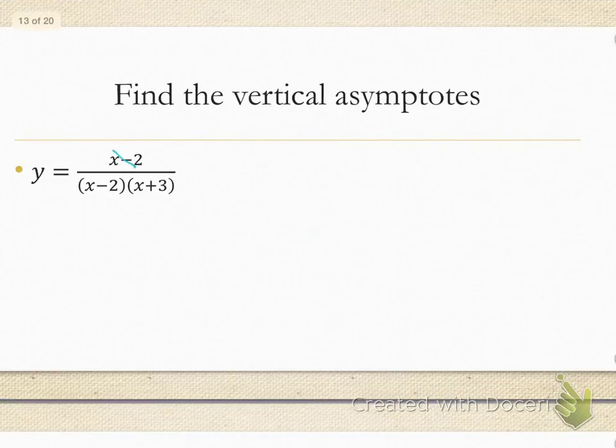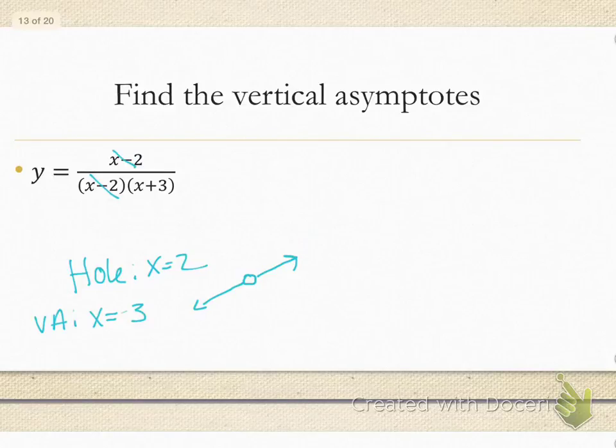Okay, this one we can cancel, so I'm going to have a hole at 2, so that's going to be a line that's literally going to have a hole in it, and it's going to keep continuing. Okay, it's going to be at space where my line does not go in. It creates a hole, and that's at x equals 2, sorry. And then I'm going to have my vertical asymptote at x equals negative 3. So there'll be a dashed line at negative 3.